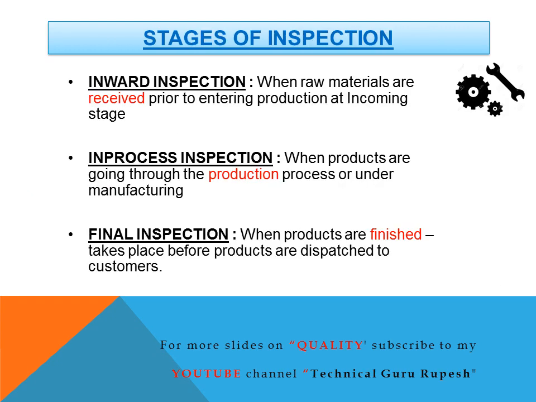So in this slide, we'll discuss the stages of inspection. Basically, there are three main points in operations when inspection is used in quality control. The first one is inward inspection, the second is in-process inspection, and the third is final inspection. When we say inward inspection, it is basically when raw materials are received at the incoming stage, prior to entering production. This inward inspection is also known as receiving inspection or incoming inspection.